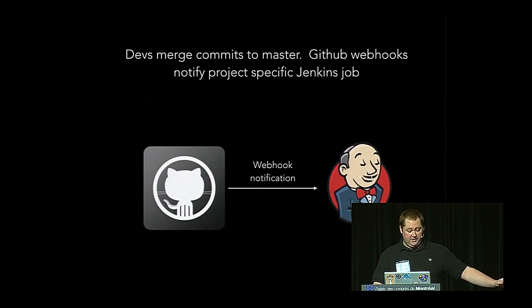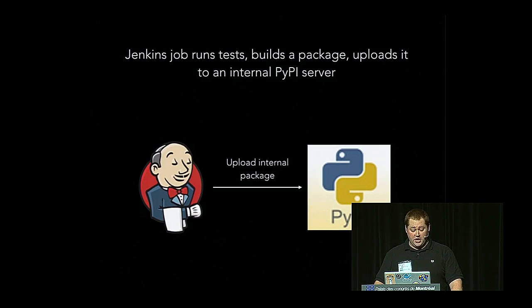When they merge to master, GitHub notifies Jenkins through a webhook, which kicks off a build of the project-specific job. The project-specific job builds the package, uploads it to an internal PyPI server. We have one, and I forget what it's called, but it works out pretty neat. We mirror packages that we need there, just in case python.org goes down or something happens. We have copies of our code internally.